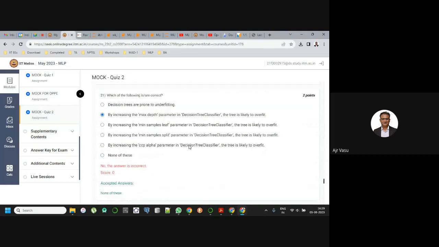This one, sir. By increasing the max depth parameter in decision tree, likely, yesterday we discussed that the answer A is wrong and B is the correct answer. Which one, sir? This one, question 21. These are the two doubts I had.